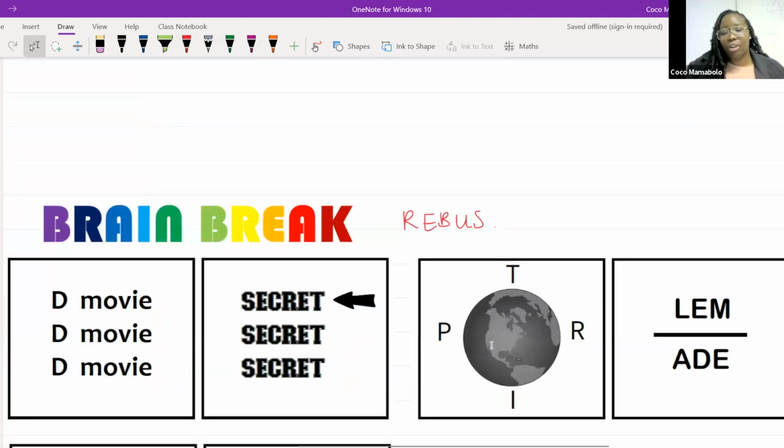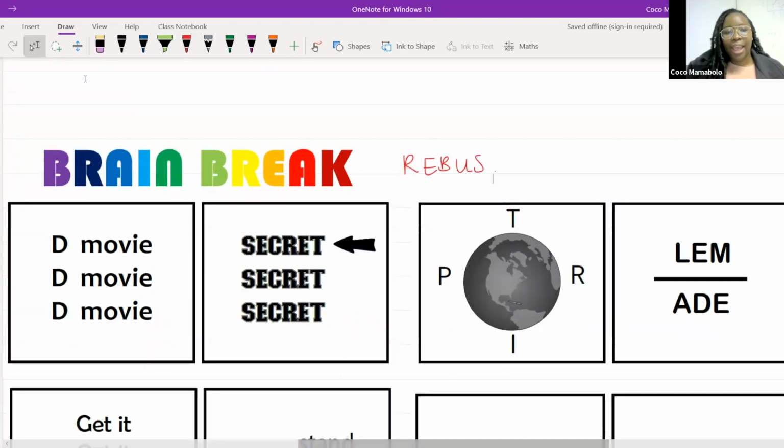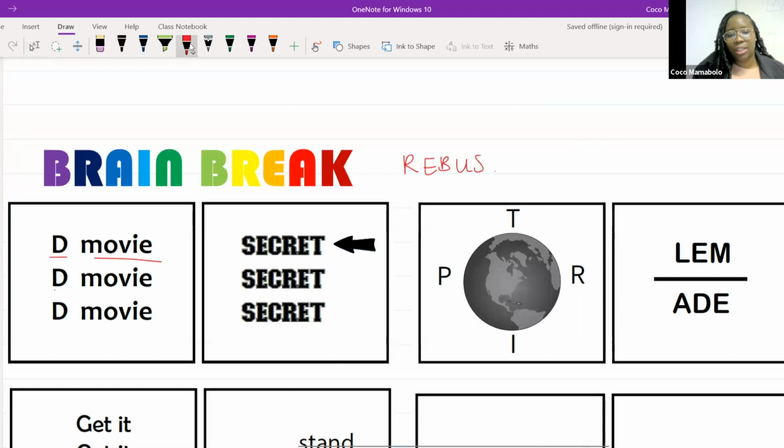So I want you guys to have a look at these that we've got over here. Let's look at this first one. I've got D movie, D movie 3 times. Teacher, now do you know what this one is? It's a 3D movie. So this D movie 3 times is 3D movie. That one was nice and easy.